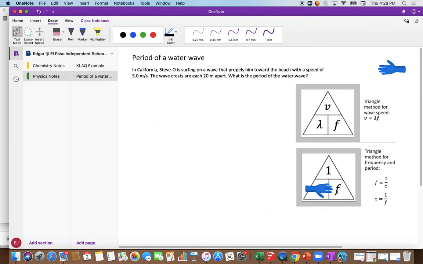We need frequency. However, it's not explicit on the problem. So this is a two-step problem because we need to find the frequency and then use our answer to find the period. So second hand, and then we're going to cover frequency. That's the one we want. Now we can see that velocity divided by wavelength equals frequency.